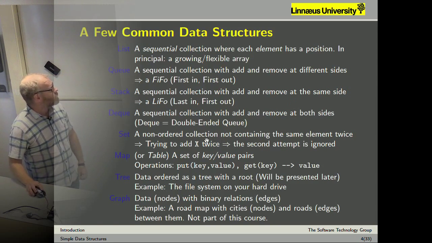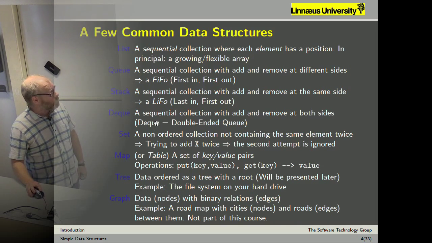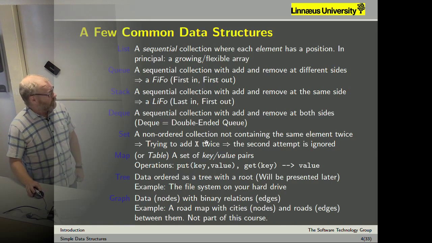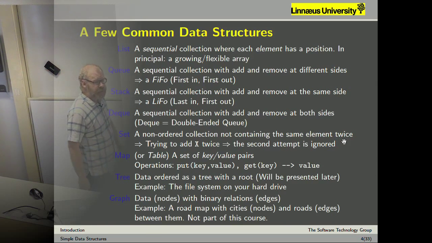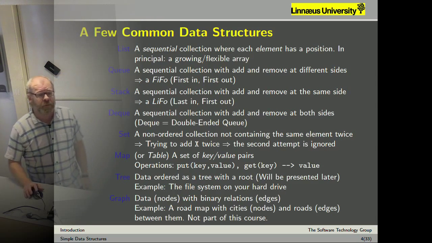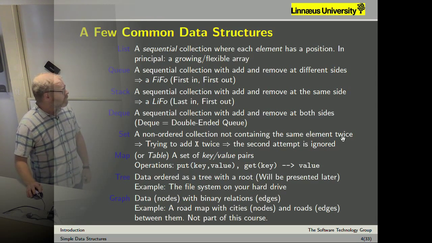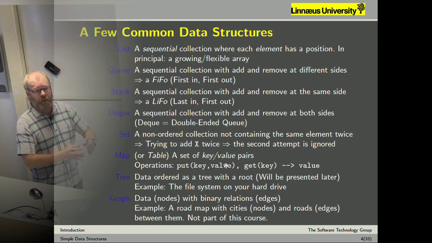And then we have a set. This one is slightly different. It's not a sequential one. It's a collection not containing the same element twice. If you try to add the same element a second time to a set, it will be ignored. It doesn't care about this second attempt of adding it. And then we have a map. We are working with key-value pairs. You are adding the name and the telephone number, so you're adding a pair of data.